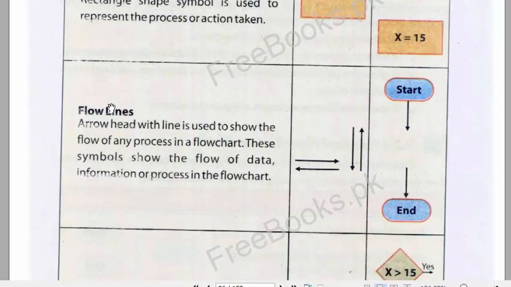Flow lines. An arrowhead with a line is used to show the flow of any process in a flowchart. These symbols show the flow of data, information, or processes in the flowchart. The tail shows from where and the head shows to where. It means the tail defines the source, and the head defines the destination. Like, start is at the tail, so it defines that the program has started, and the head is moving to end. It means that it is the end.